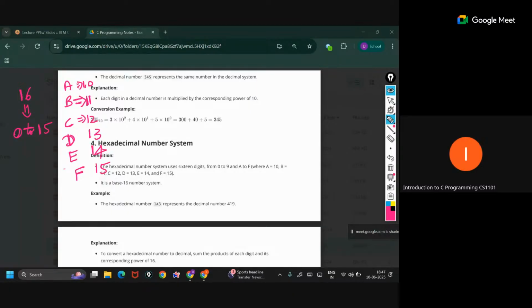Let's say the given number is 31. So how to represent 31? Dividing it by 16, what will I get? 1 times 16 is 16, remaining is 15. So 15 can be represented as F. So 1F is the answer. Is it clear?